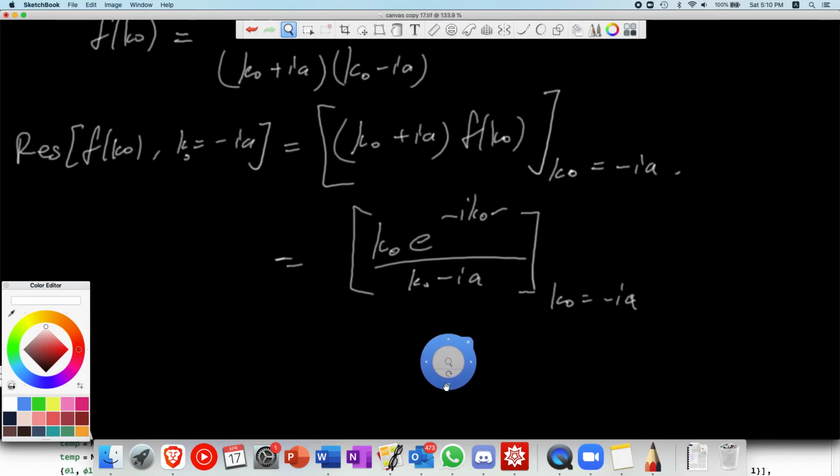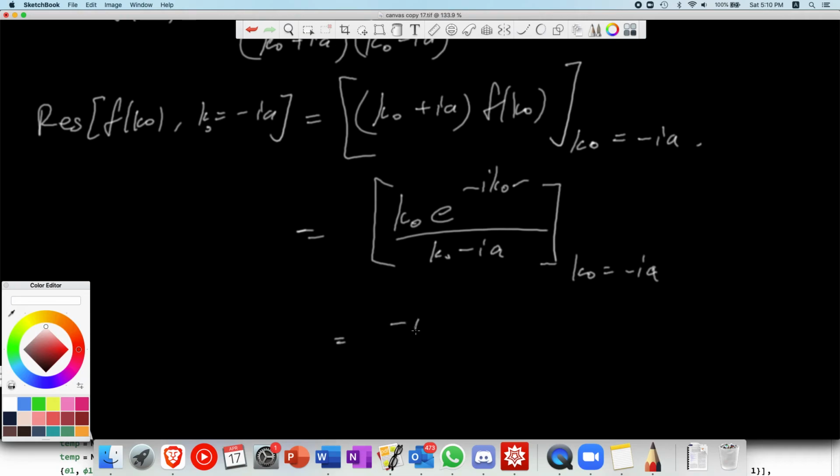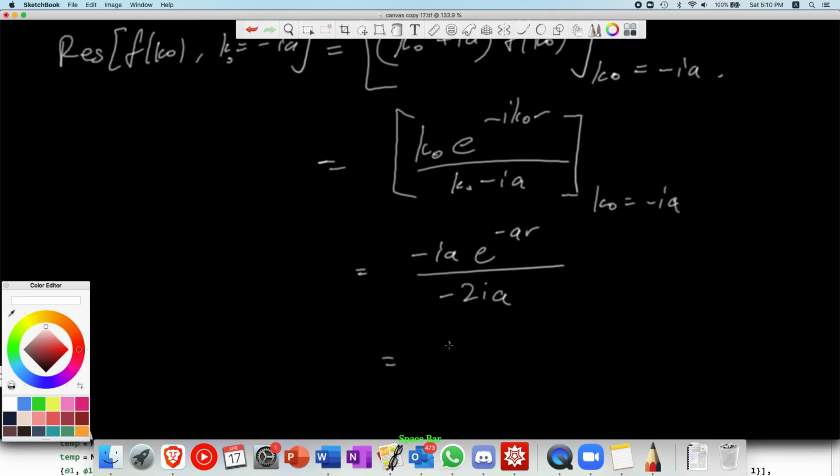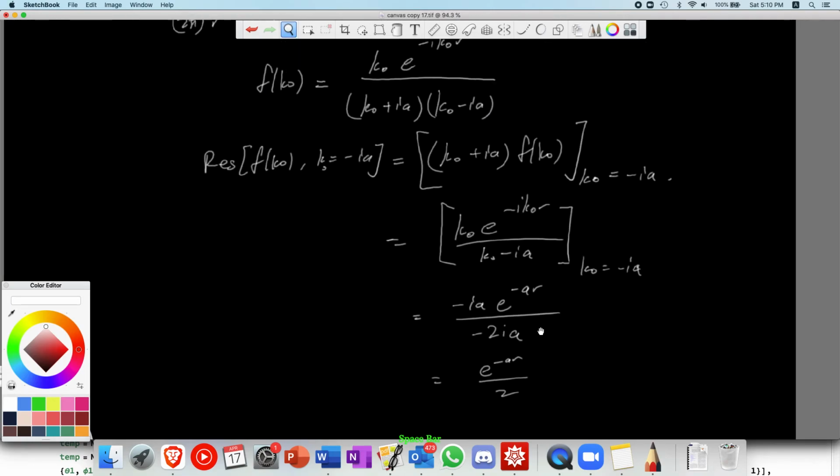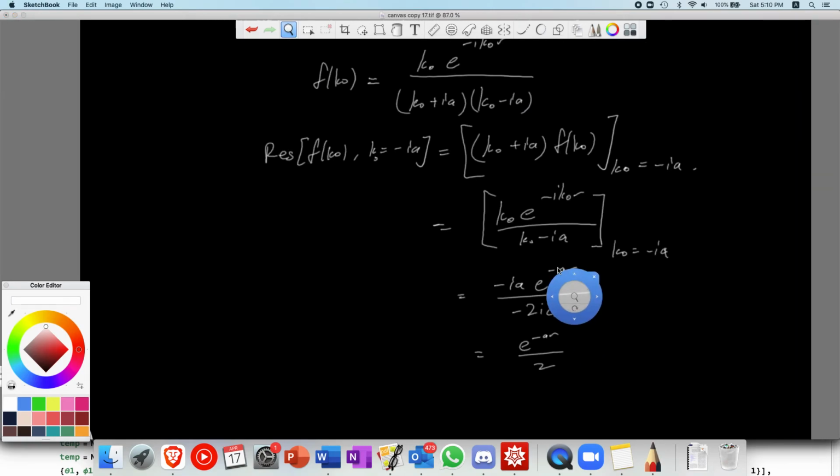And this in turn equals minus ia e to the power of minus ar over 2 minus 2ia, and this equals e to the power minus ar over 2. Getting very close there. So what do we see?